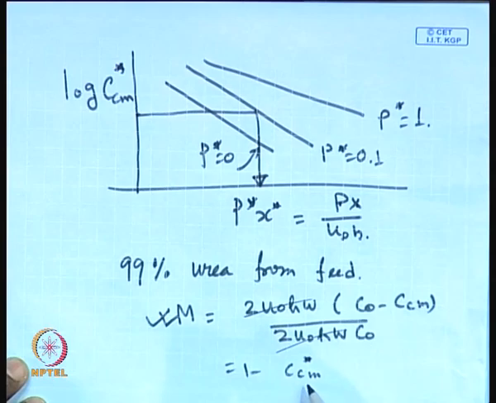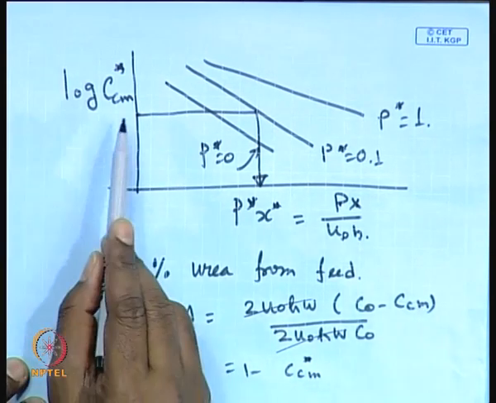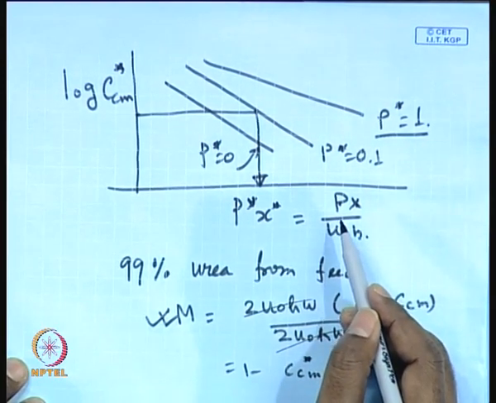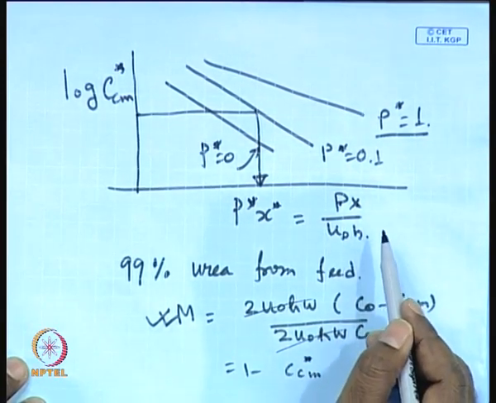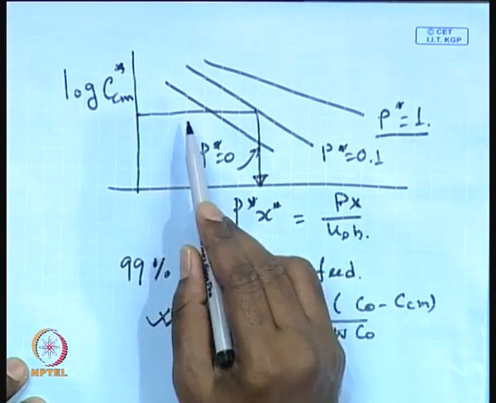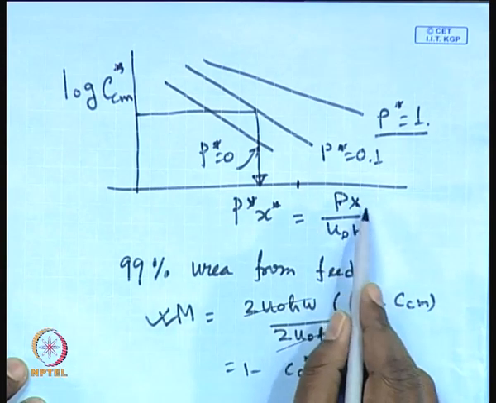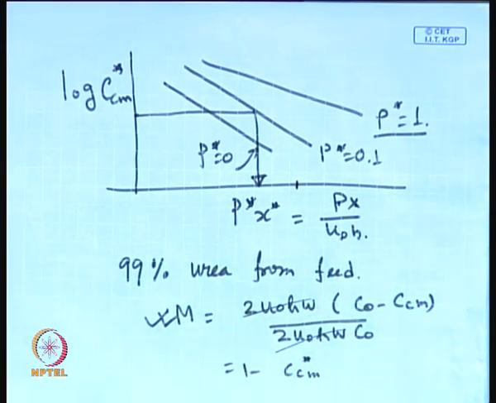So, you can find out the value of what is CCM star. You can go to this plot and you know the characteristic value of this parameter p star, because you are selecting the membrane and the solute, and therefore, you can go to the appropriate plot and get the value of p star x star, and from the p star x star you can get the value of x, or the length that is required of the dialyzer. Okay. That way, the two dimensional analysis of a continuous dialyzer can be done, and it will be more accurate than the one dimensional analysis that we have talked about earlier.